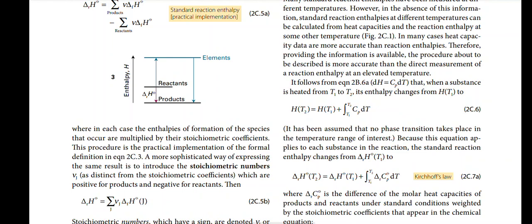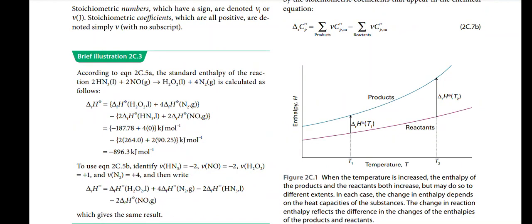A more sophisticated way of expressing the same result is to introduce the stoichiometric numbers vJ, as distinct from the stoichiometric coefficients, which are positive for products and negative for reactants. Stoichiometric numbers, which have a sign, are denoted by vJ. Stoichiometric coefficients, which are all positive, are denoted simply v with no subscript.